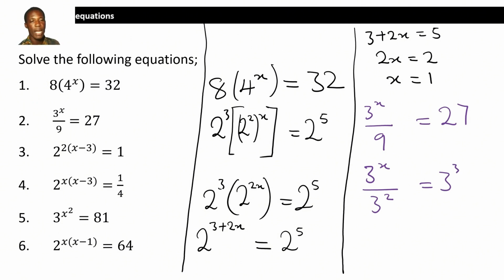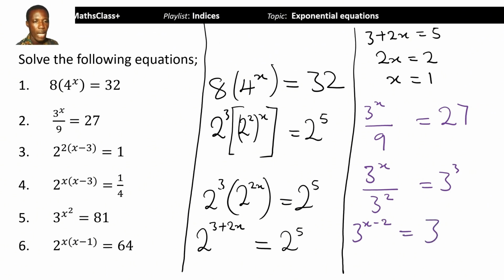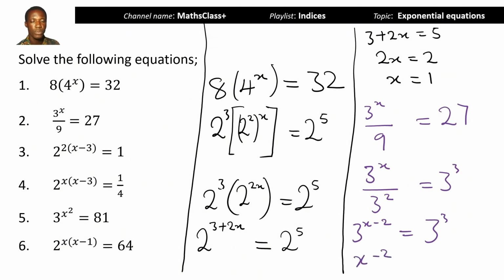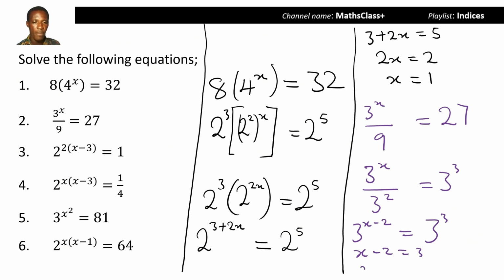Remember, if the bases are the same and we are doing division, the exponent will subtract, right? So here we're going to have 3 to the power x minus 2 is equal to 3 to the power 3. That means x minus 2 is equal to 3. So if I group like terms, I'm going to have x is equal to 3 plus 2, which is 5. Is that clear? Good.